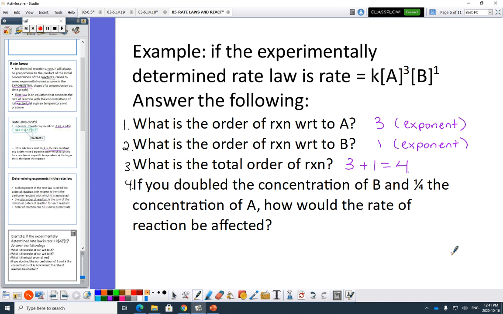So you can also be asked questions like this. Again, we're trying to predict the rate. So how would the rate be affected? We're just going to predict it. So when you have the rate law, you can actually do this separately if you want. You can do it together. So we'll do B first.